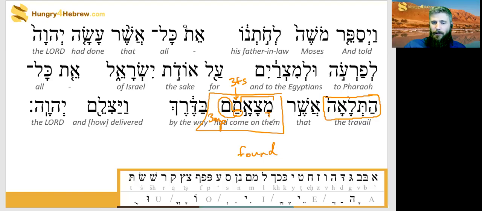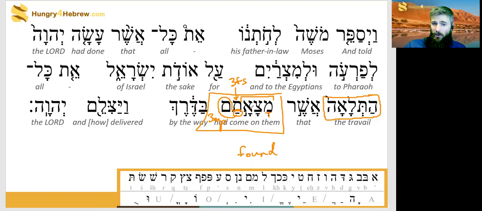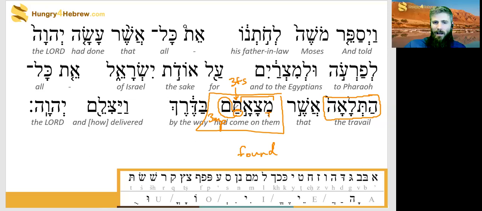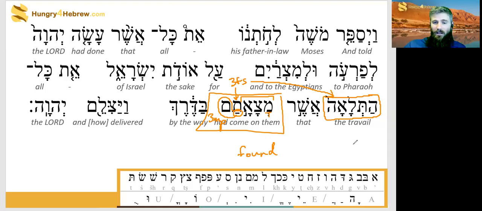Okay. Here the stress is actually on the aleph because of the munach. So mitza'atam. But it's still two spaces away from the stress, so it drops down. So we've got mitza'at. She found them. So who's the she? The travail. Hatla'ah.